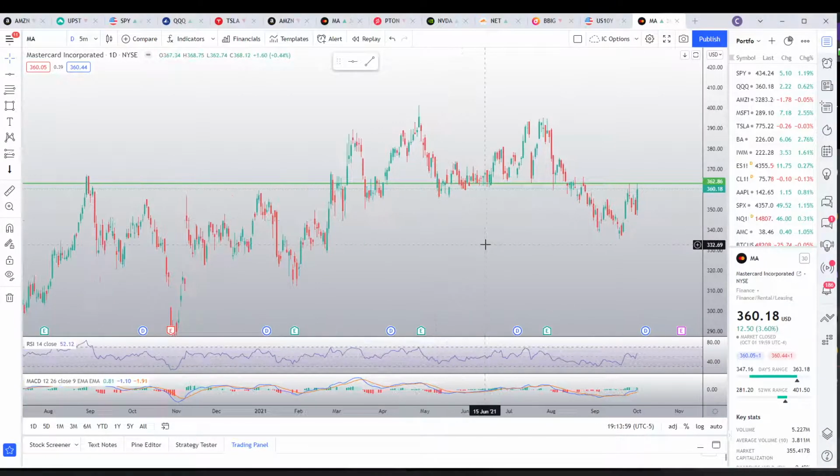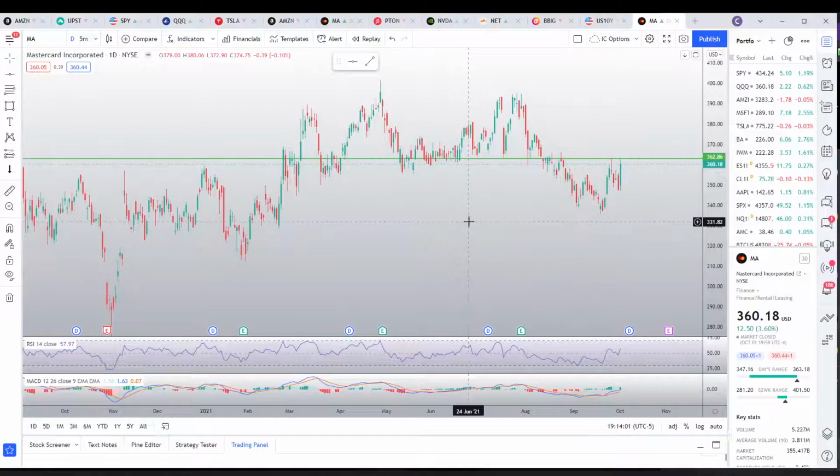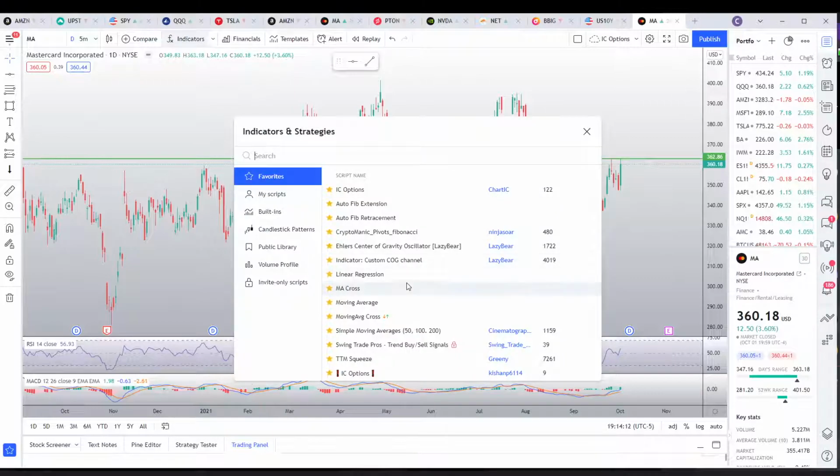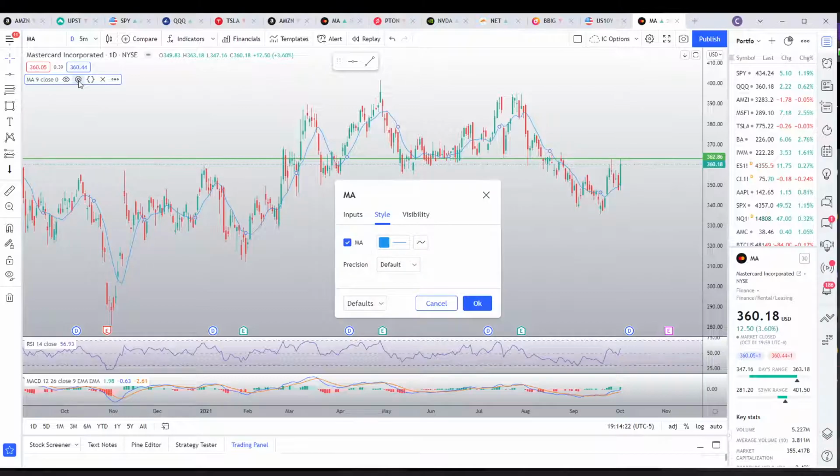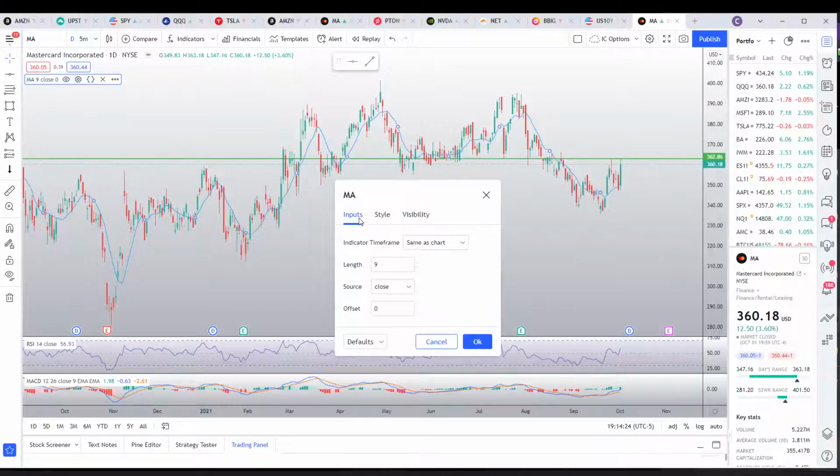So after this, what I do is, if I'm looking at this chart and I'm thinking I want to buy this one for at least 3 to 6 months out or a year out, I'm going to go into the indicators and look at my moving averages. This is your moving average. You click on it, and then over here you can go into this wheel, go into the settings, go under the inputs. So 50, 100, and 200.